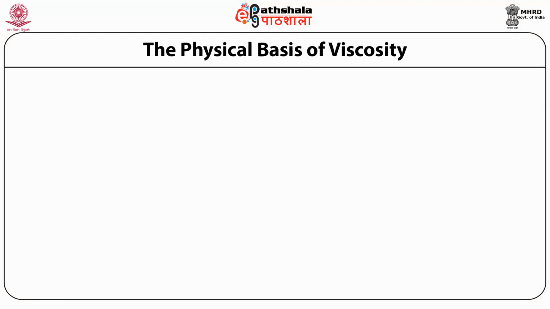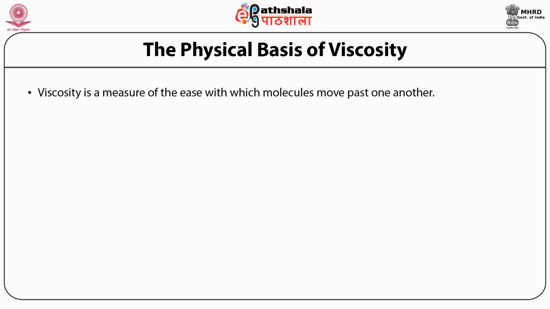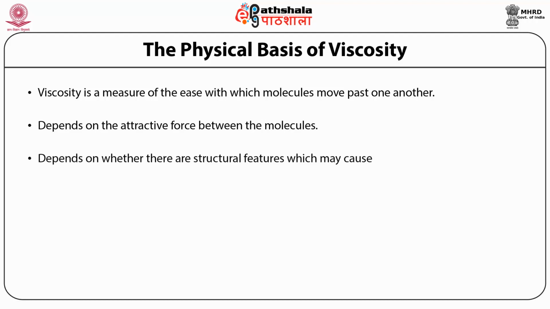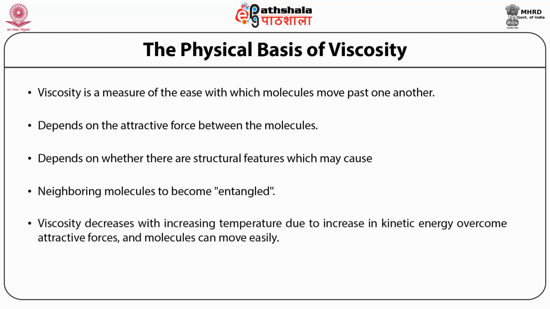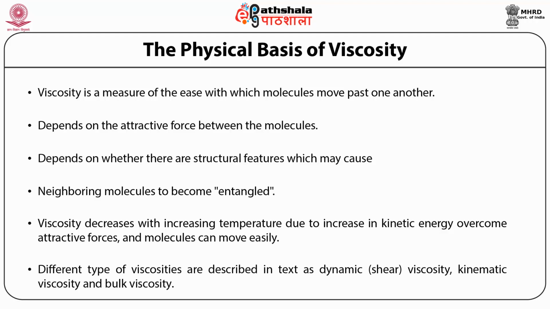The physical basis of viscosity. Viscosity is a measure of the ease with which molecules move past one another. We have already talked about this. It depends on the attractive forces between the molecules, and on whether there are structural features which may cause neighboring molecules to become entangled. Viscosity decreases with increasing temperature, as the increasing kinetic energy overcomes the attractive forces, and molecules can more easily move past each other. The different types of viscosity are described, namely dynamic, also known as shear viscosity, kinematic viscosity, and bulk viscosity.